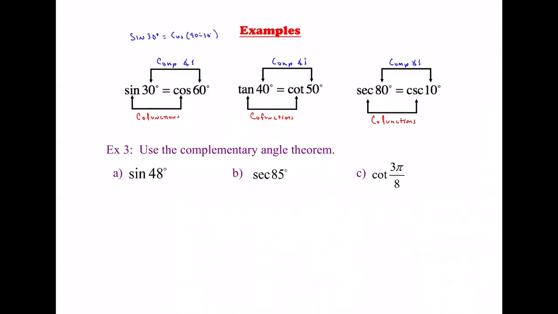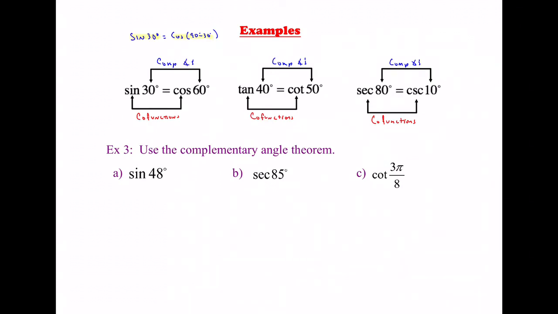And so we know sine of 30 degrees is equal to cosine of 90 minus 30, which is cosine of 60. Same thing for the next one. Tangent of 40 is equal to cotangent of 90 minus 40. So those are your complementary angles, only with those cofunctions though. It only works with those specific cofunctions. You can't match sine up with anything else other than cosine.